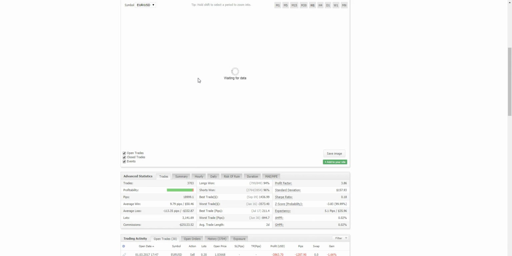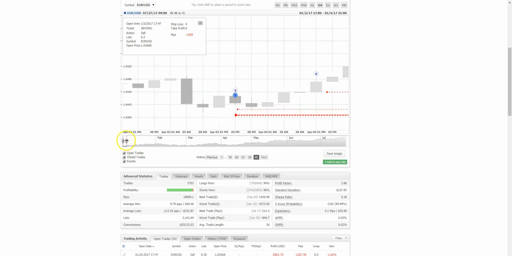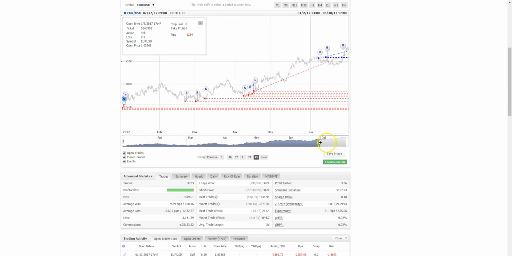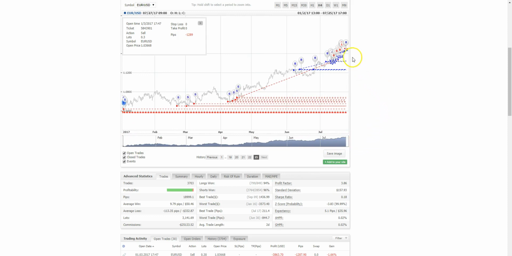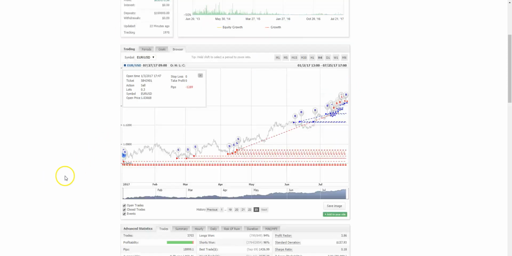So hopefully this will load up here in a moment. And let's just look to see exactly what this looks like. This is where the market is right now. This is where that sell was. Look at all these sells that are open. I mean, you'd be waiting forever for these things to turn around. So again, not such a good portfolio.